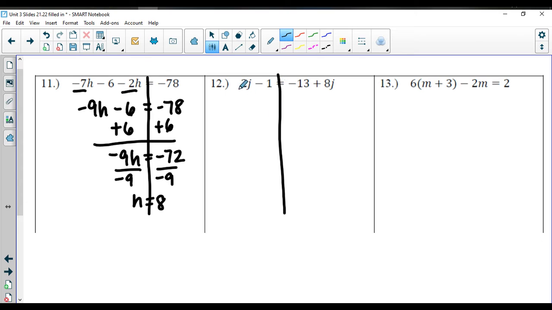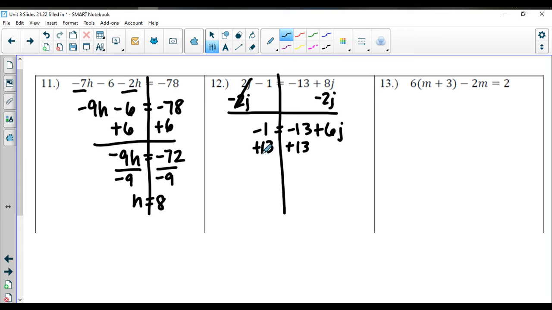Question 12, we have variables on both sides, so we're going to move the smaller one, which is the 2j. This will cancel out. Negative 1 is equal to negative 13, and positive 8 minus 2j is going to be a positive 6j. We're going to go ahead and add 13 to both sides. Negative 1 plus a 13 is a 12 equals 6j. Dividing through by 6, we get 2 is equal to j.